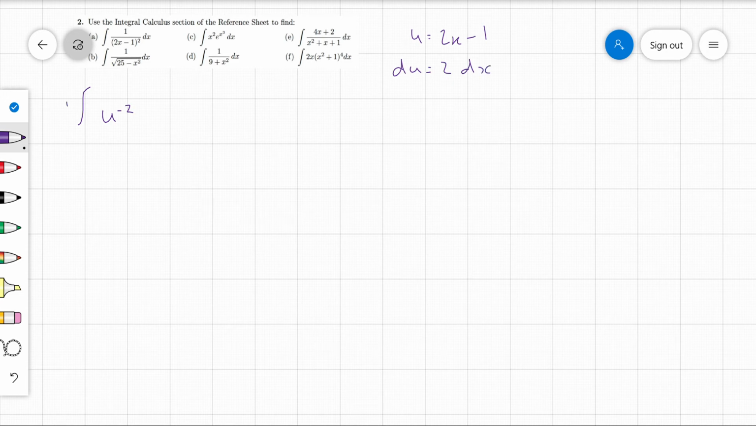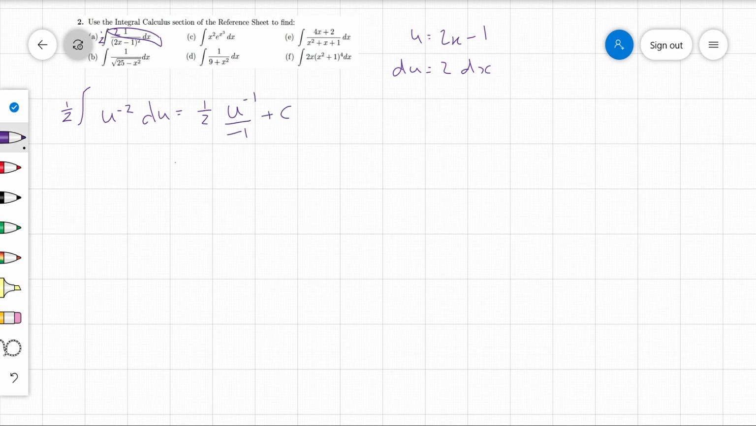In order to have a 2, I need a half out the front. If you think about it, I need a half there, so I can have a 2 there. And then that 2 dx just becomes du. So I get u to the negative 2 du. And that's pretty easy to do. We know that add 1 to the power, divide by that power. So if I add 1 to the power, I get negative 1, divide by negative 1 plus c.